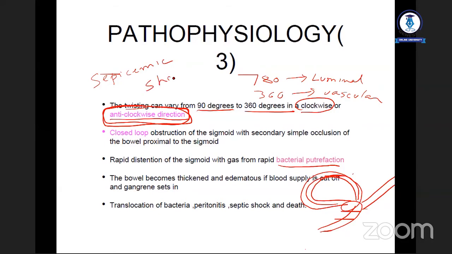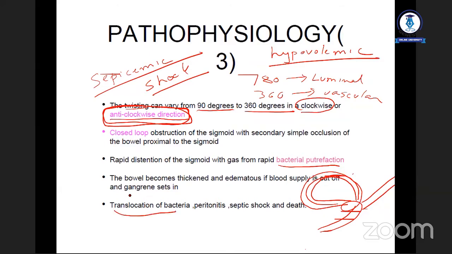Septicemic shock. Definitely, also, because there's intestinal obstruction, there may be hypovolemic shock as well. So all these things have to be treated as early as possible. Translocation of bacteria, we have just discussed, causes septicemic shock, peritonitis, septic shock.